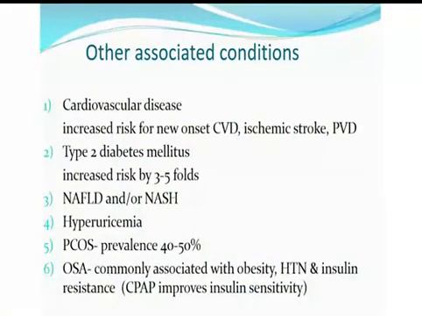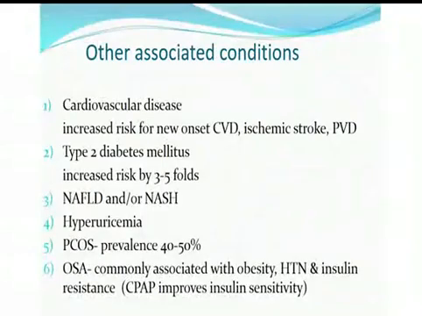So these are the other conditions that are associated. We have discussed cardiovascular disease. So there's an increased risk of new onset cardiovascular disease, ischemic stroke, and even peripheral vascular disease, type 2 diabetes mellitus, NAFLD or NASH, so non-alcoholic fatty liver disease or non-alcoholic steatohepatitis. And this is something that you can use as an educational tool for your patients, because NASH would damage the liver in the same way that Hep B or C does. So cirrhosis can occur just because of NASH, and maybe to protect their livers they would be more compliant with their lifestyle advice. Hyperuricemia is also another associated condition of metabolic syndrome.